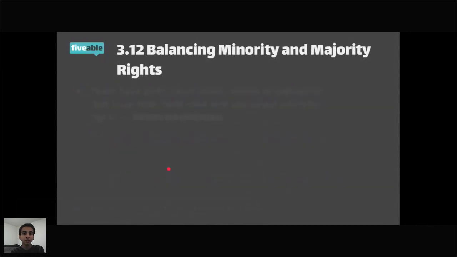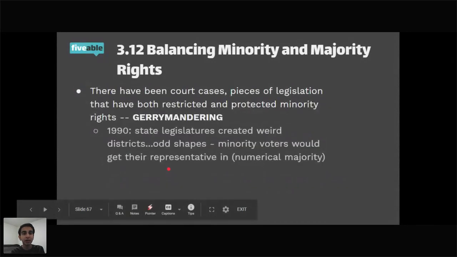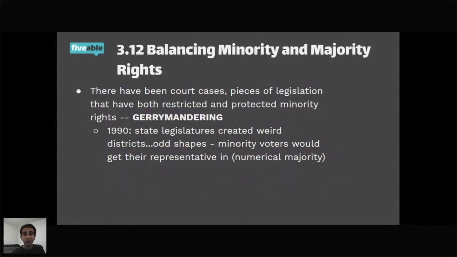In terms of another example with this and how the strengths of the majority were strengthened is gerrymandering. There have been court cases, pieces of legislation, etc., that have restricted and protected minority rights through gerrymandering. So in 1990, several state legislatures created really weird districts. They were shaped oddly, and it was clear that the motivation was race. So minority voters would get their representative in, numerically, they would be able to elect whoever they wanted.